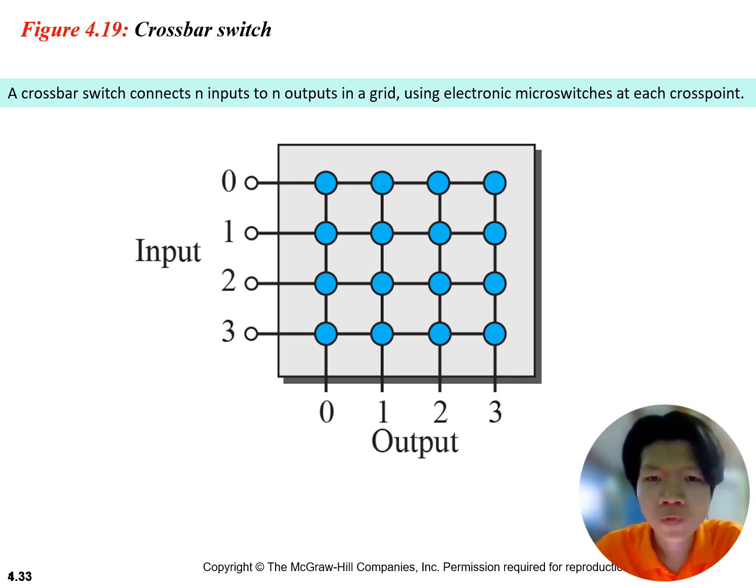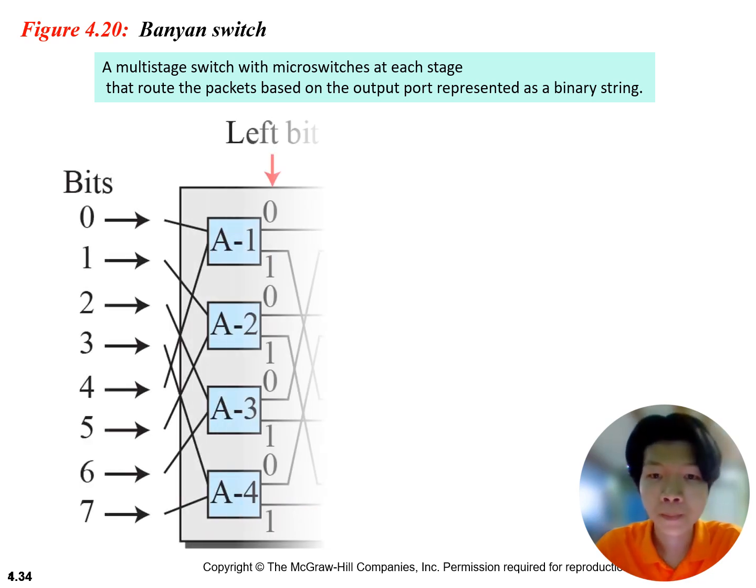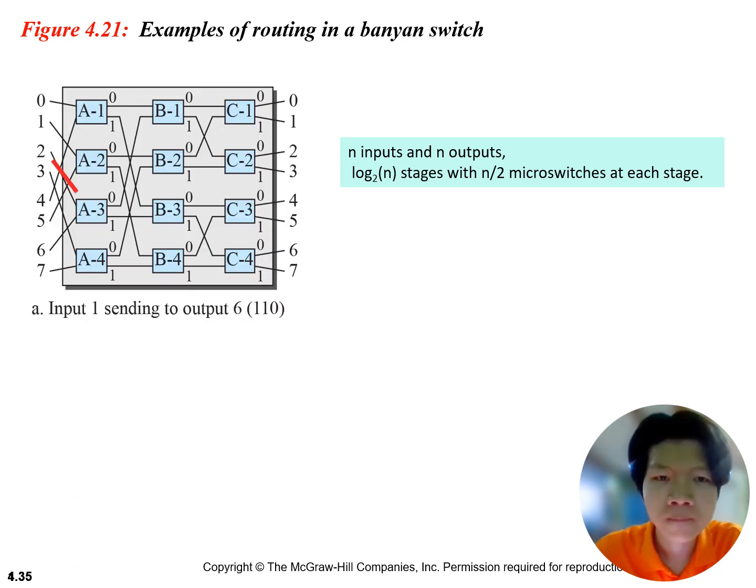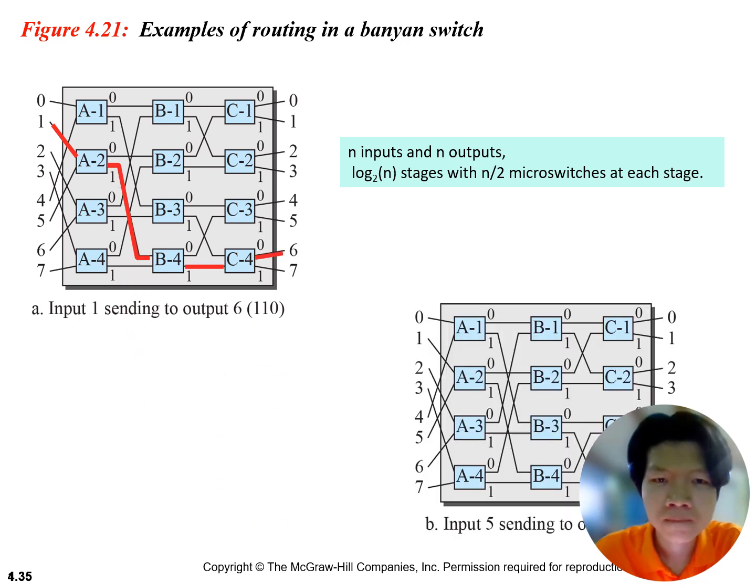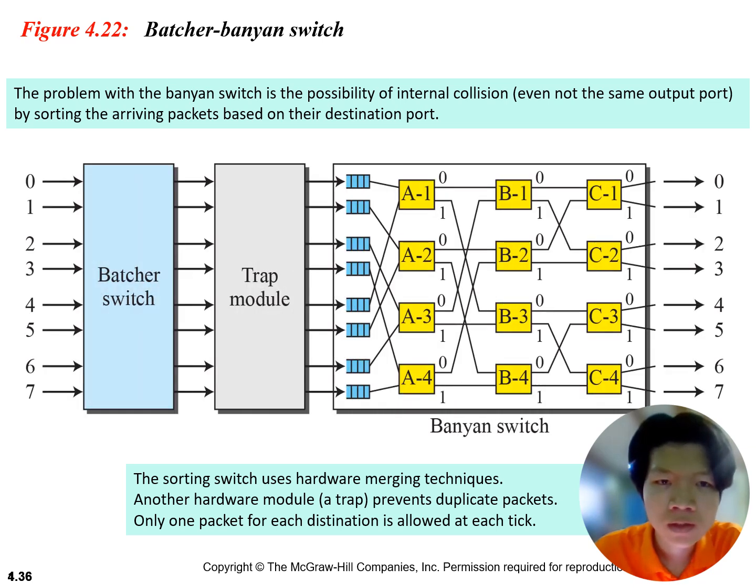Here is the crossbar switch. Here is the banyan switch. And this is an example of routing in a banyan switch. And the last is the batcher banyan switch. The problem with the banyan switch is the possibility of internal collision. The batcher banyan switch avoids this by sorting the arriving packets based on their destination port.